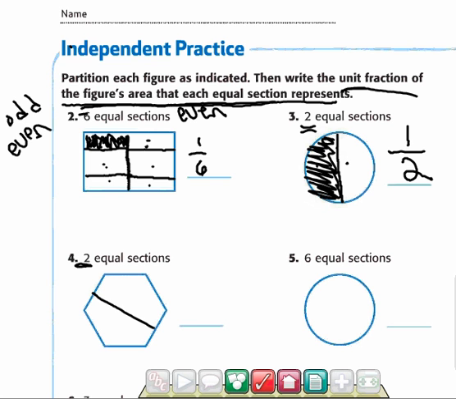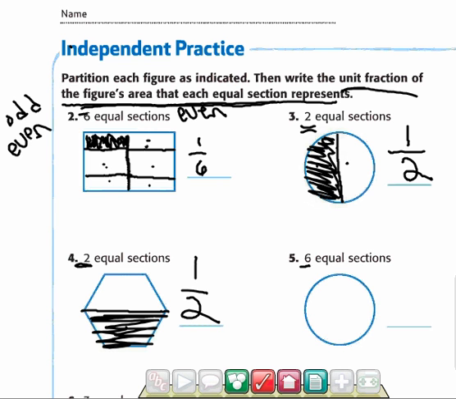You can cut it down the middle like that, just as long as you have 2 equal pieces. Right there. And again, if I shaded one of these pieces, I would have 1/2 as that unit fraction. Okay? Let's take a look at number 5 then.